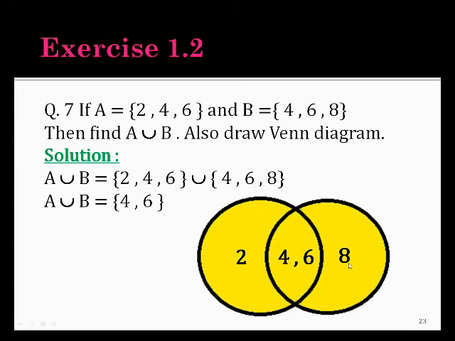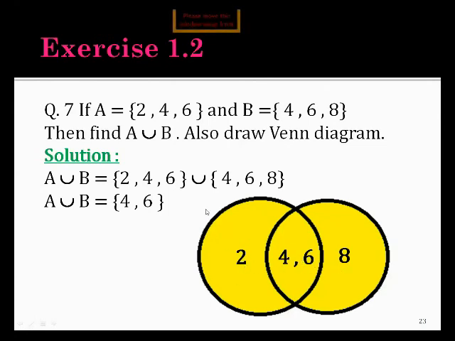So here we write 8. Now in the central part which is overlapping, we have to write the common elements which are 4 and 6. So here we write 4 comma 6. Okay, I have to color both circles, or all the parts of this Venn diagram, because it shows the union between these two sets. It shows the union between two sets, just like 2, 4, 6 and 8.